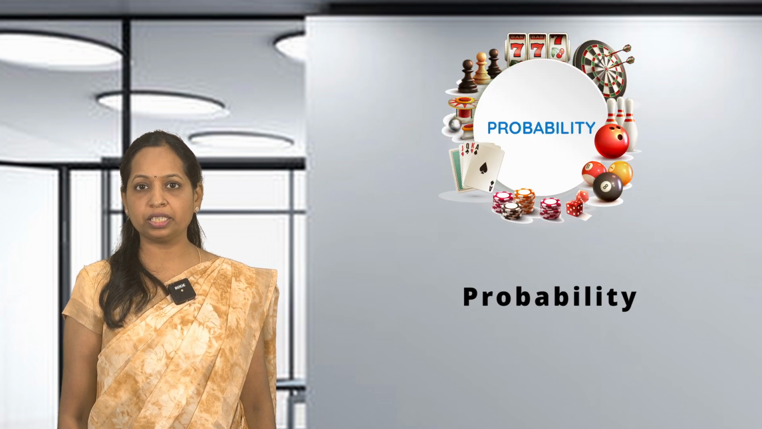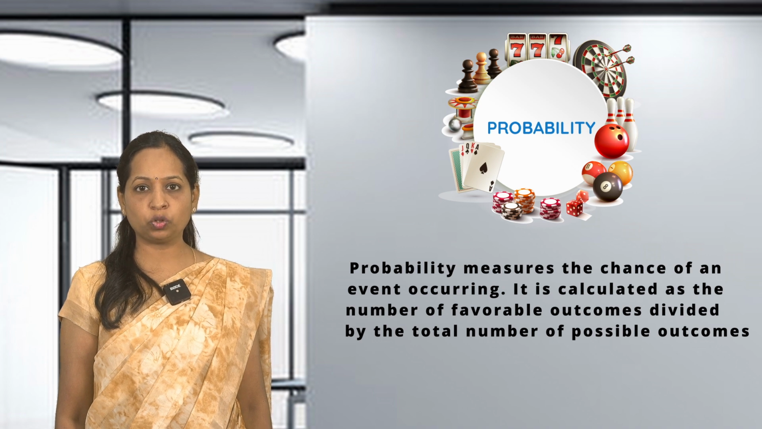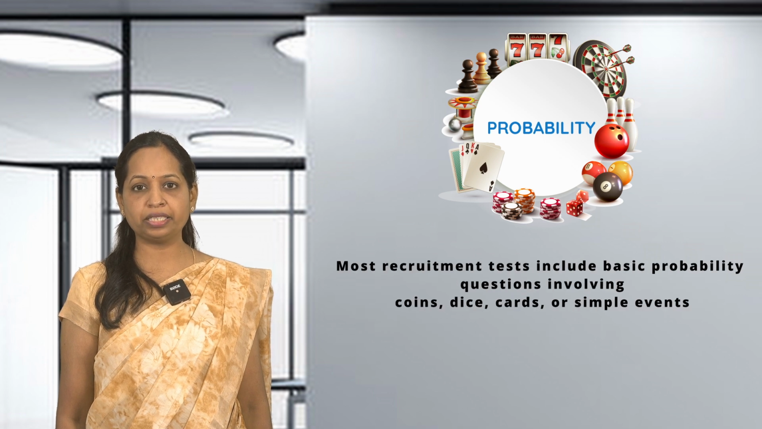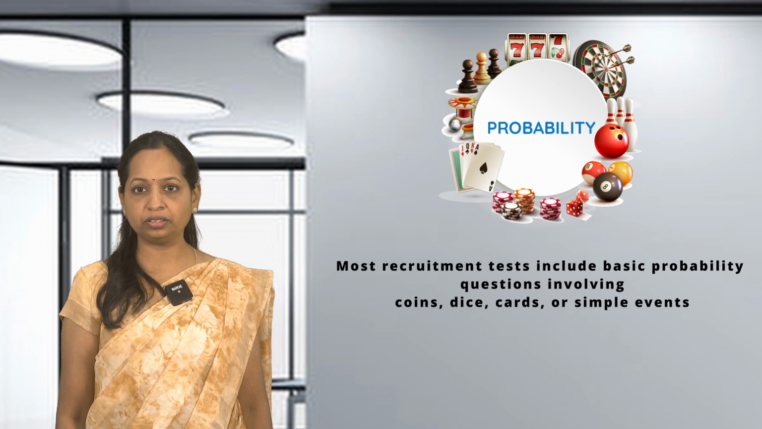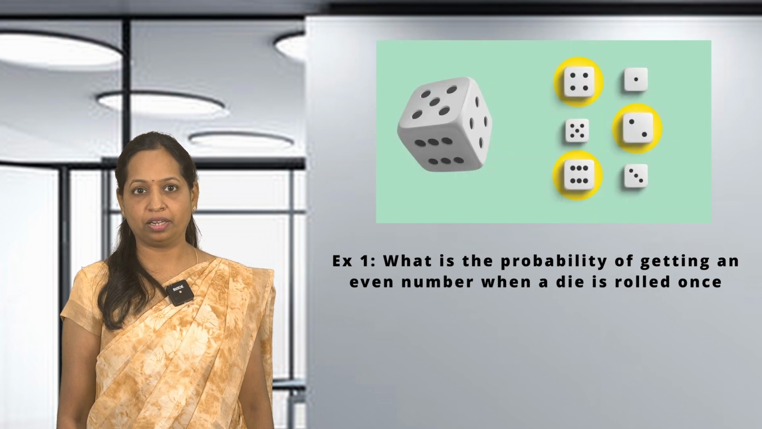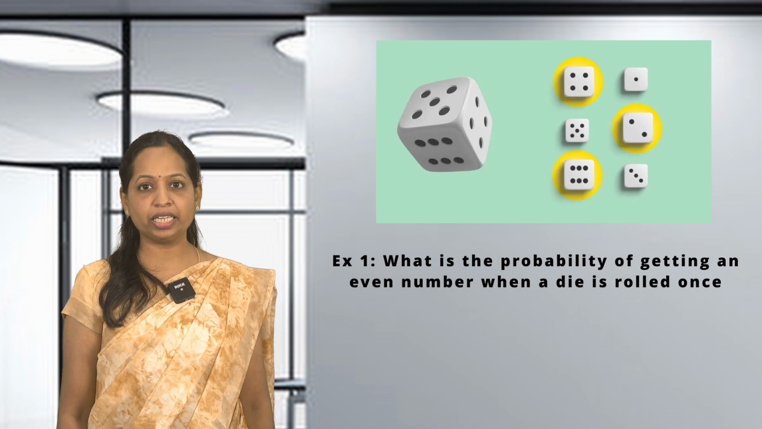The next concept is probability. Probability measures the chance of an event occurring. It is calculated as the number of favorable outcomes divided by the total number of possible outcomes. Most recruitment tests include basic probability questions involving coins, dice, cards, or simple events. The formula is given mathematically like this: P of E is equal to F of E divided by T of E.